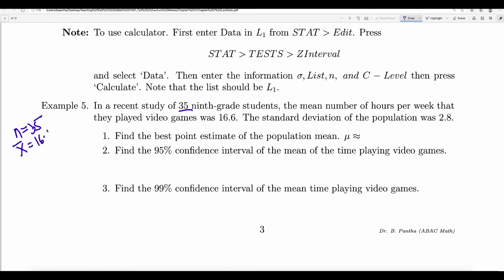The standard deviation of the population, this is sigma, right? Because it says population standard deviation. Sigma is given as 2.8. Now find the best point estimate for the population mean. The best point estimate for the population mean is always the sample mean, which is 16.6. And now we want to find a 95% confidence interval, and next we will find the 99% confidence interval. So let us go to the calculator directly.